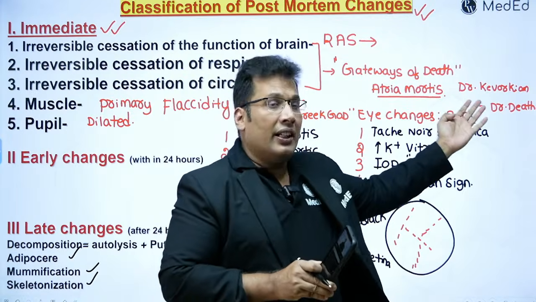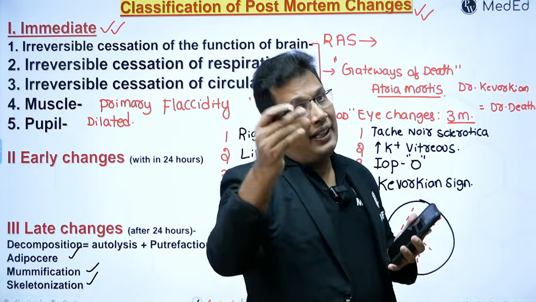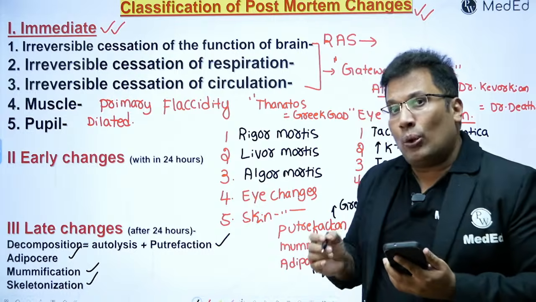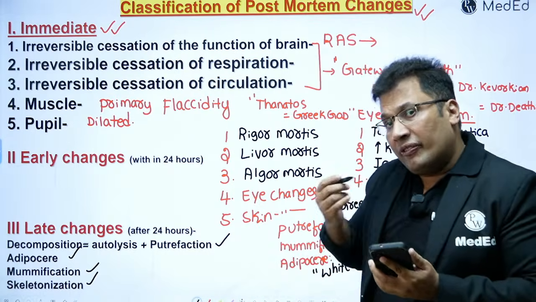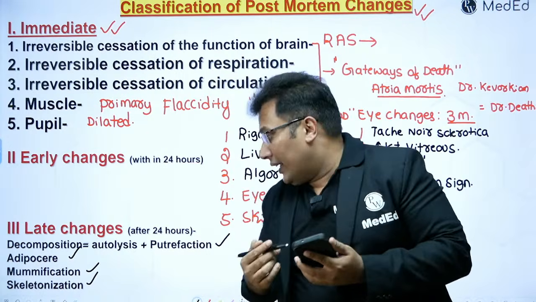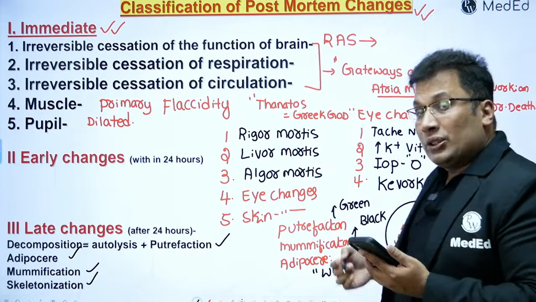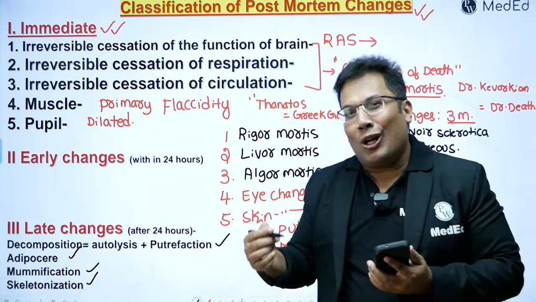So Dr. Kevorkian, Dr. Death. Thanatos is the Greek god of death. The color of the dead body in putrefaction is green. Mummification, black color. And in case of adipocere, it is white color. It occurs in a warm, humid environment.